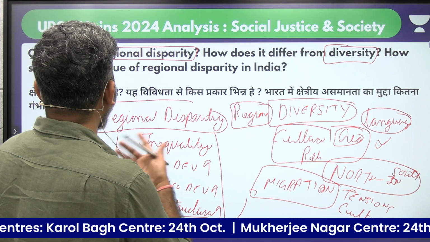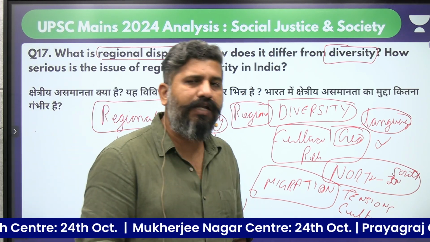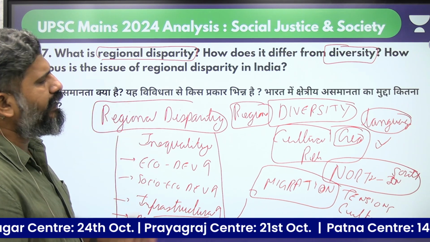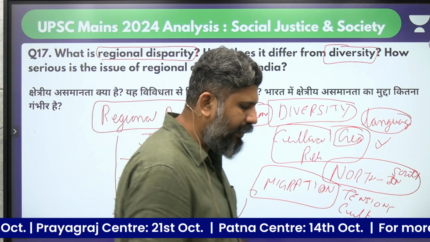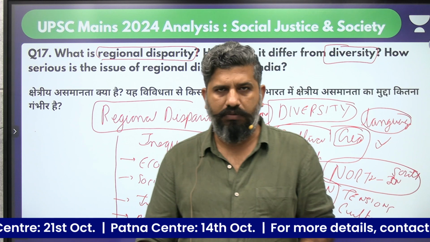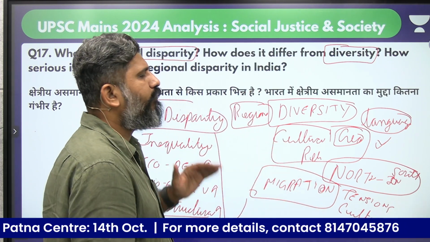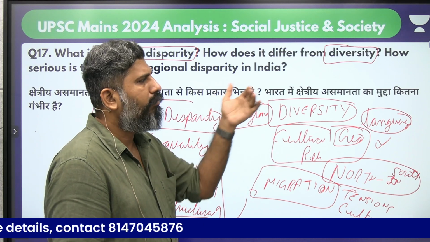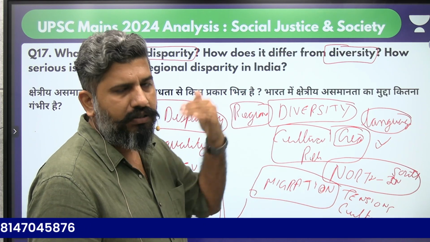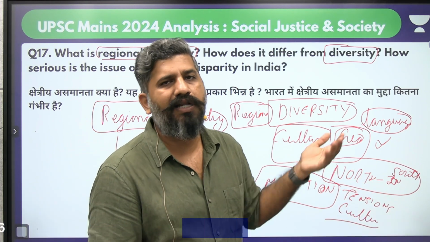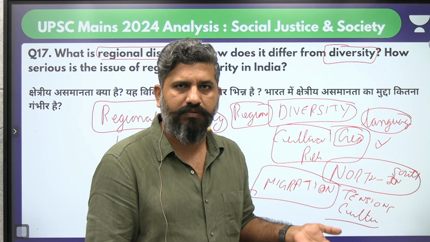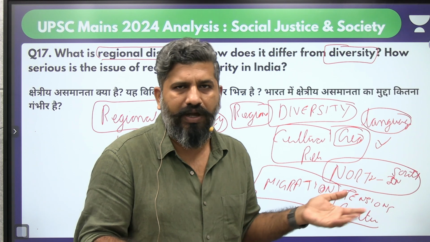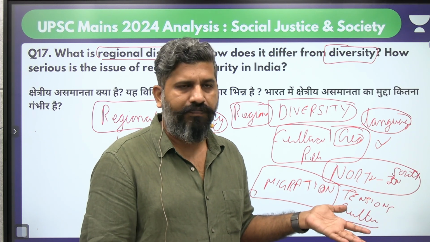Then we have the question: how serious is the issue of regional disparity? Here you can highlight the seriousness in terms of these parameters. For example, economic development and economic growth. If you look at the reports of the gross state domestic product of the states and compare them, you'll find that states like Maharashtra, Gujarat and Tamil Nadu are growing at a better GDP growth rate as compared to states like Rajasthan, Bihar or Uttar Pradesh. They are not growing at a very quick rate, or their base GDP is very low as compared to these other states.